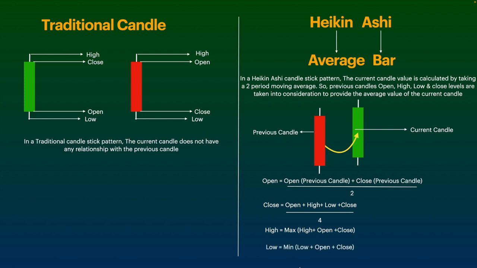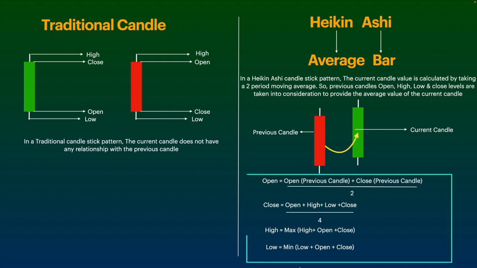and this is how the low of the candle is calculated. Now my sincere advice to you guys is, you don't have to go and calculate all these values. You don't have to memorize it, you don't have to learn it. Just for educational purposes, I'm telling you how this is calculated. Because in the live market, as soon as you choose the Heikin Ashi indicator, the system will automatically apply this formula and give you the average value of the current candle.